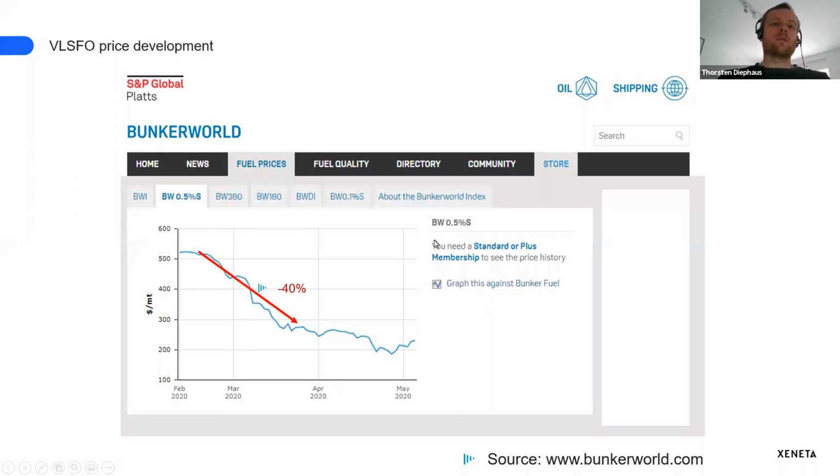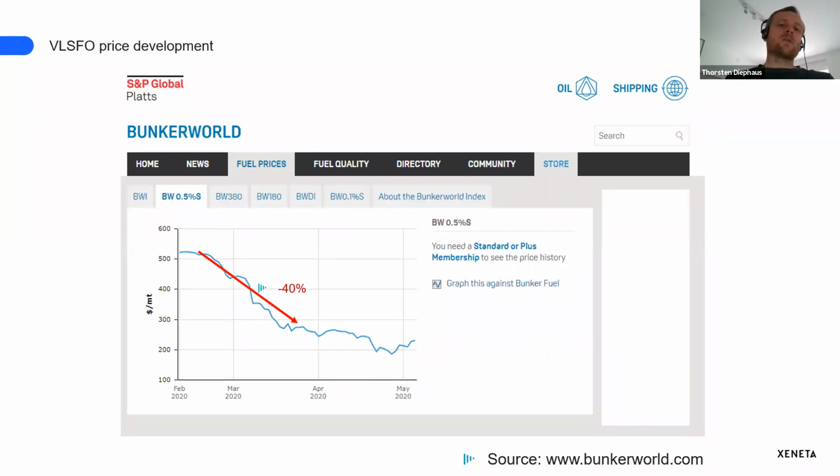I believe every one of you is fully aware of how the oil price dropped. The curve that you see over here is a very low sulfur fuel oil price, which dropped since mid or end of February by more than 40%.